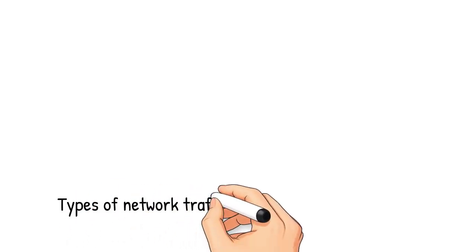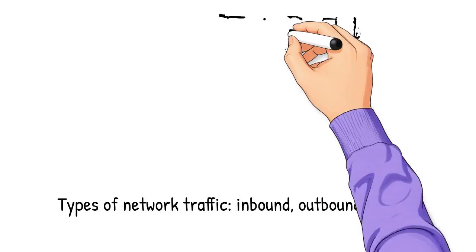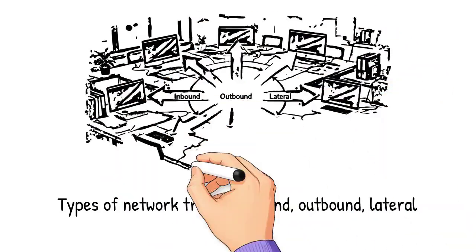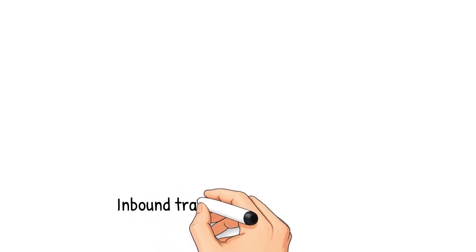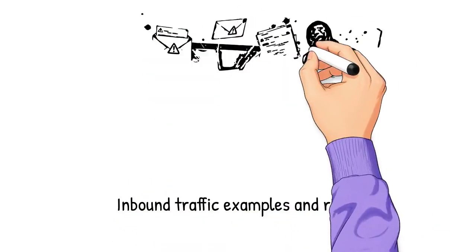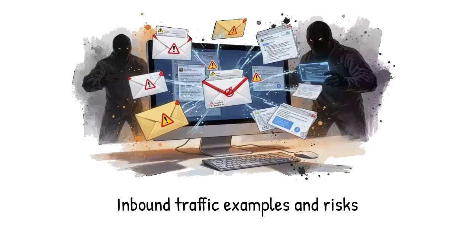Network traffic can be categorized in many ways, but the most important distinctions for beginners are: 1. Inbound traffic, 2. Outbound traffic, 3. Lateral traffic. Inbound traffic. This is traffic coming into your device or network. It includes website responses, incoming emails, remote connections, file downloads. Inbound traffic is where many attacks originate because attackers try to send malicious data into your system.